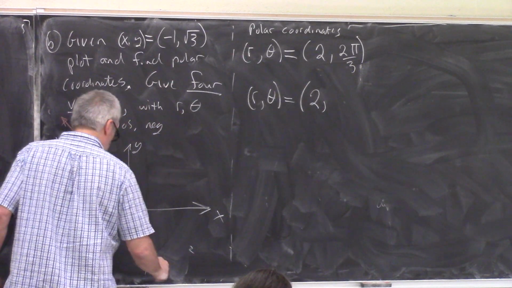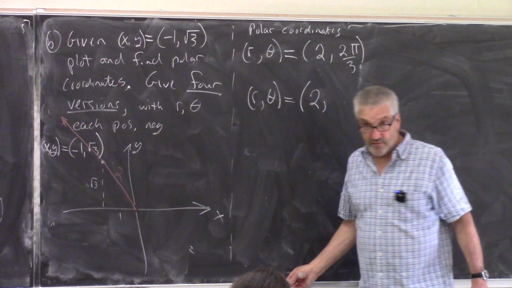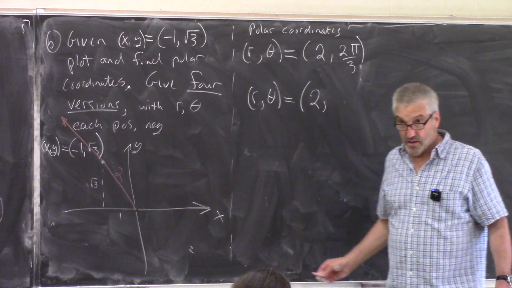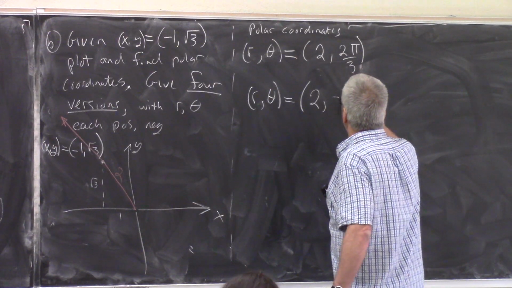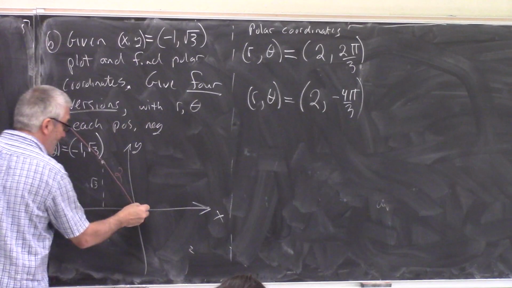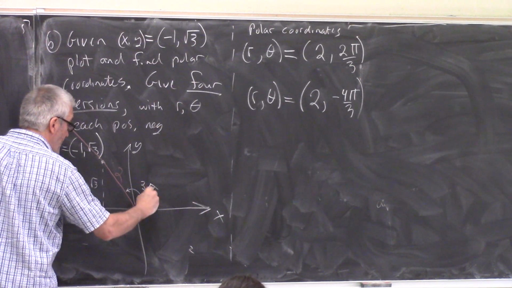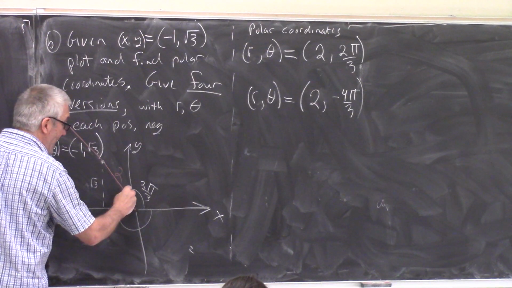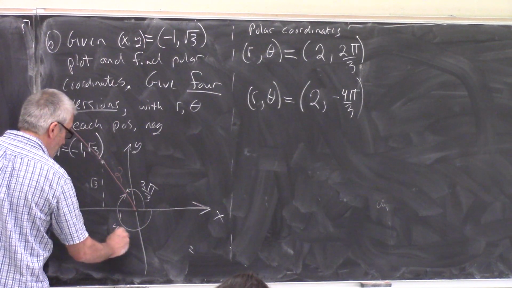Now, so somebody else, what's an angle that will work for this that's a negative number? Liam? -4 pi over 3. Yeah, -4 pi over 3. So in this picture, I could have gotten here by rotating that x-axis clockwise 2 pi over 3, or counterclockwise 2 pi over 3, or clockwise 4 pi over 3.